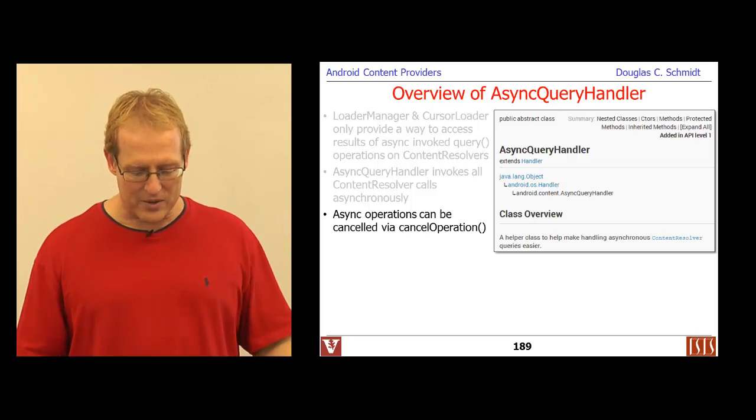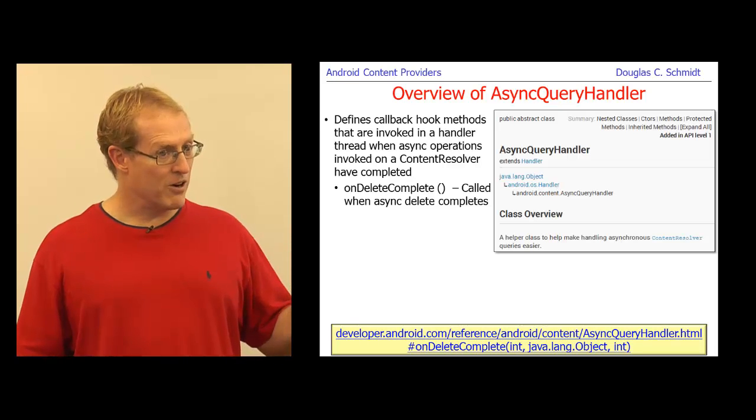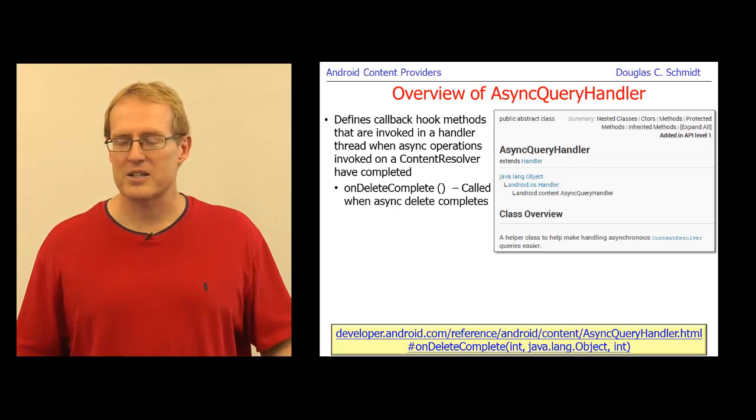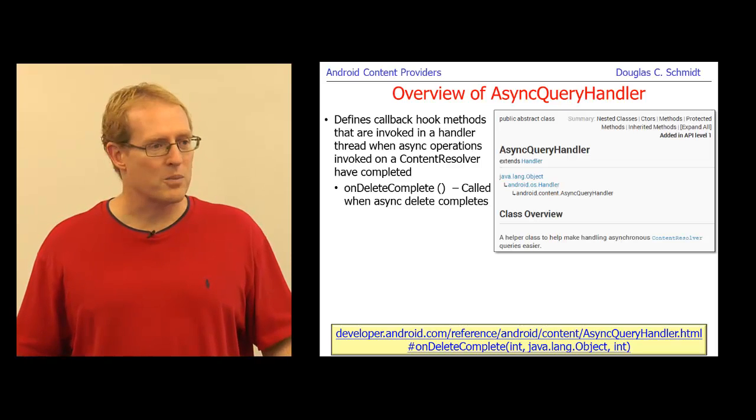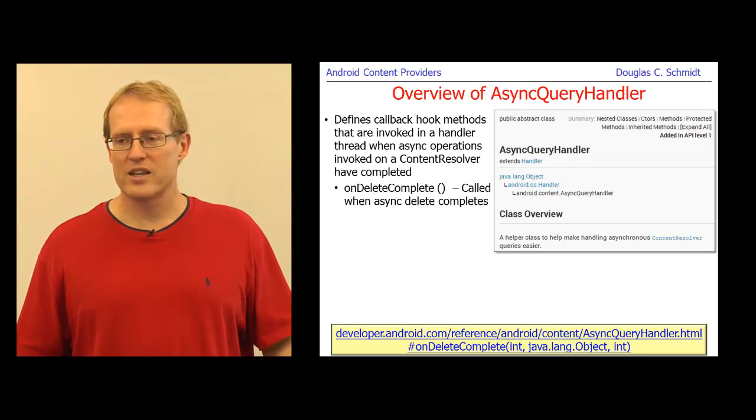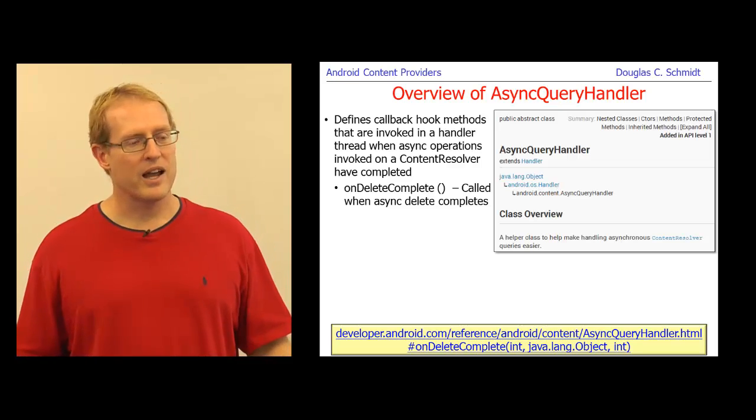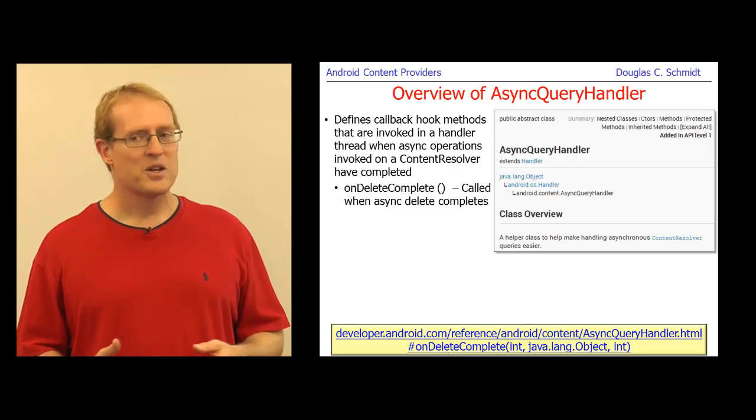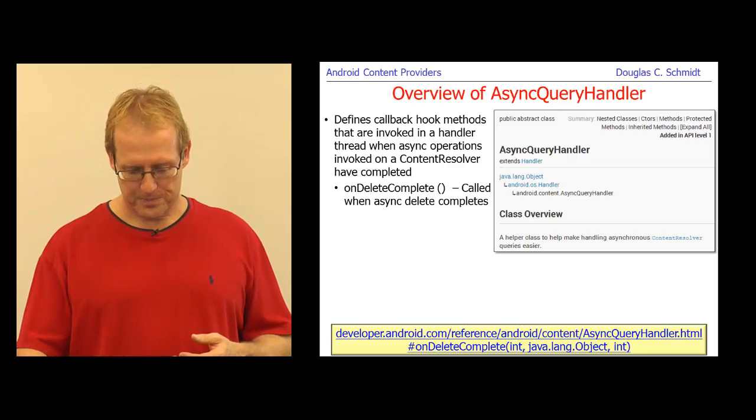Now, it turns out that that's actually a pair of patterns that are used here, which we'll talk about in a second, one of which is called the proactor pattern, and the other which is called the asynchronous completion token pattern. And in the example we're about to look at, you'll see how both patterns get used.